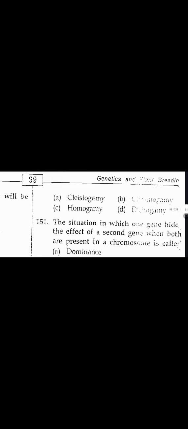Question number 150. Pollination and fertilization in an unopened flower bud is the situation called cleistogamy. Question number 151. The situation in which one gene hides the effect of the second gene when both are present on the chromosome is called epistasis.